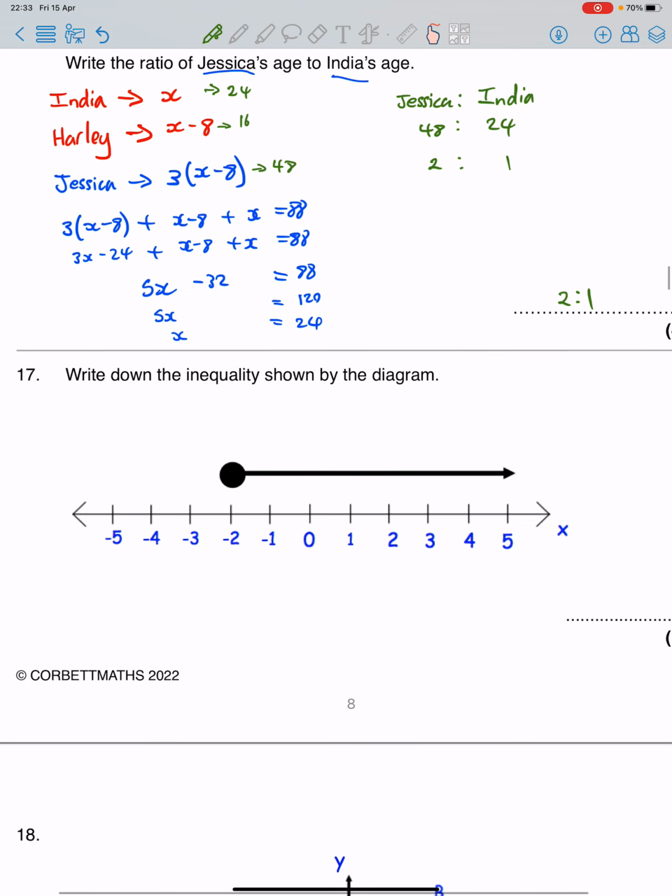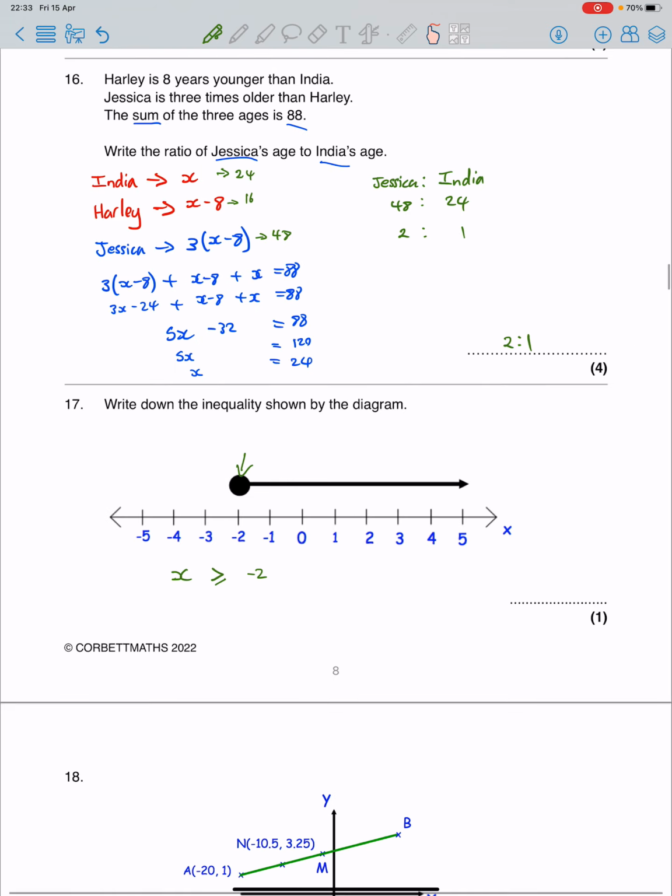Next question, it says, write down the inequality shown by the diagram. So we know it's going to be a greater than of some kind because the arrow is pointing to the right. So x is greater than. We know it's going to be greater than something in relation to minus 2 because it's floating above the minus 2. And because this bit is colored in, it means that it includes minus 2, so x is greater than or equal to minus 2. So that's that.